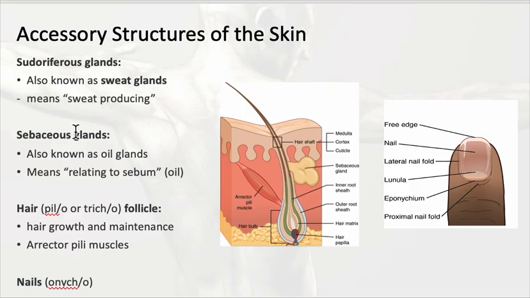The sebaceous glands, or oil glands, are associated with hair follicles. So many of these glands are found near hair follicles. And they help to lubricate and waterproof the skin as well as hair because they produce oil, which is a fatty substance. So they generate and excrete sebum. Sebum is that mixture of lipids like in oil.